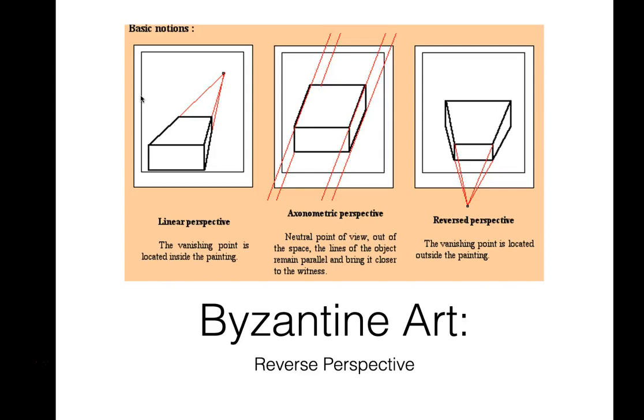The middle is axonometric perspective. This is a neutral point of view. Out of the space, the lines of the object remain parallel and bring it closer to the witness. So this may be the kind of perspective that we've been seeing in our art so far. Byzantine art, however, uses what's called reverse perspective, meaning that the vanishing point is located outside of the painting and sometimes even within the viewer of the piece of art.